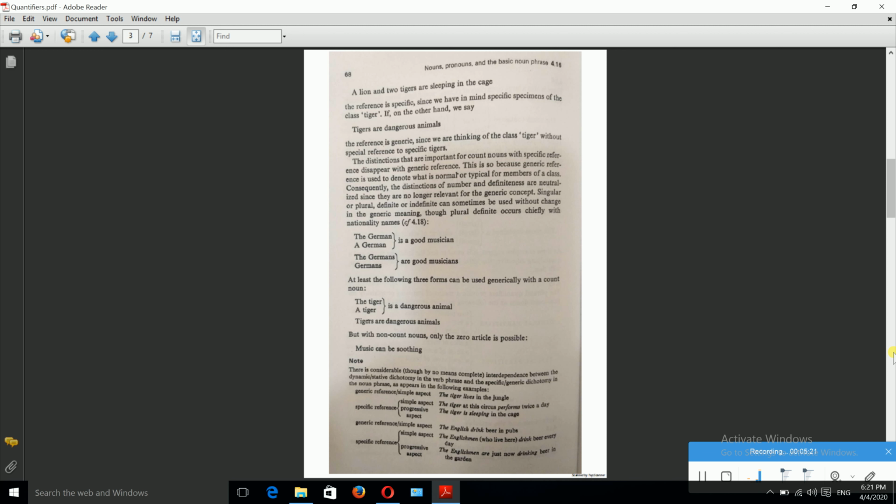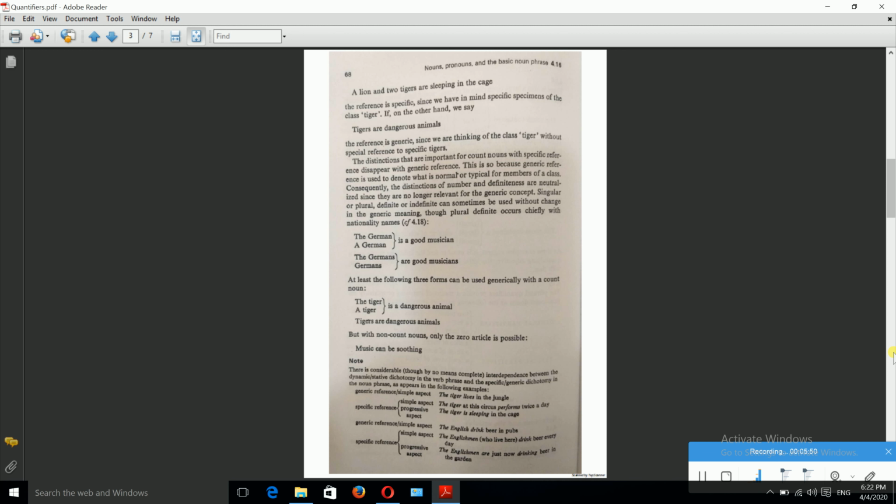Singular or plural, definite or indefinite, can sometimes be used without change into generic meaning. Though plural, definite occurs chiefly with nationality names. The German is a good musician, or a German is a good musician. While the Germans or Germans are good musicians, here is a generic reference. Okay, because it's used as typical or normal.